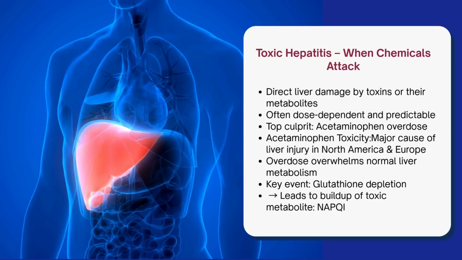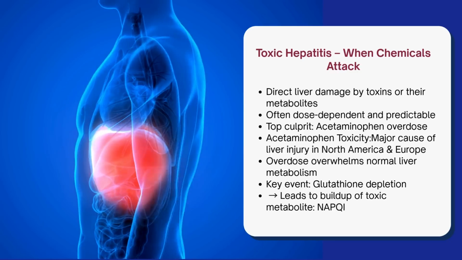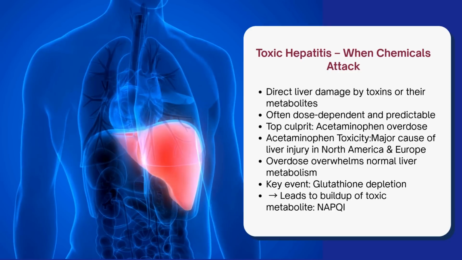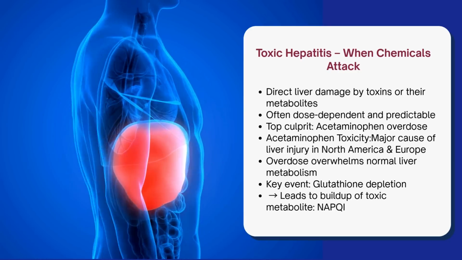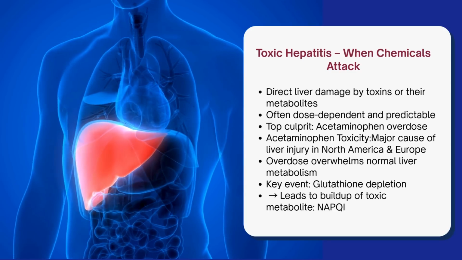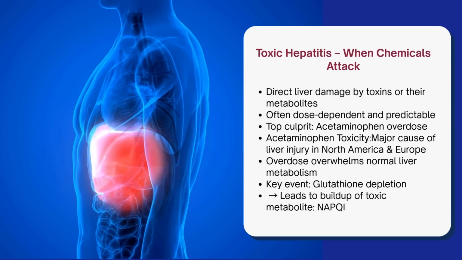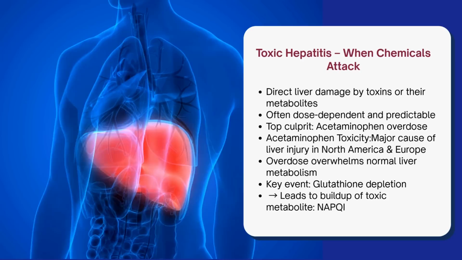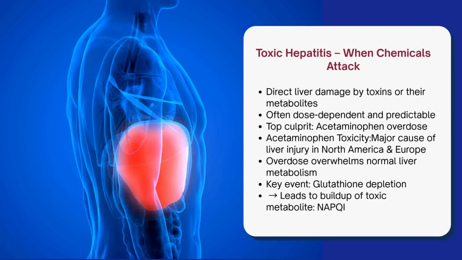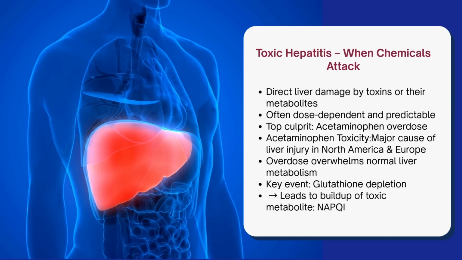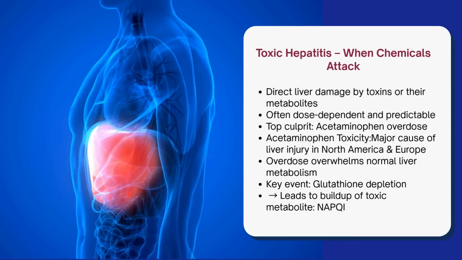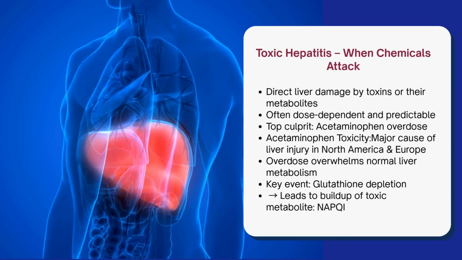Let's now shift our focus to something a little more alarming: toxic hepatitis. And topping the list of culprits? Acetaminophen overdose. This one's a major cause of liver damage, especially in North America and Europe. But what makes it so dangerous? Well, toxic hepatitis happens when the liver is directly damaged by a chemical or its metabolite. It's usually dose-related and predictable, and acetaminophen is the number one offender.